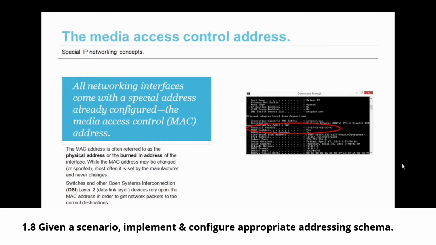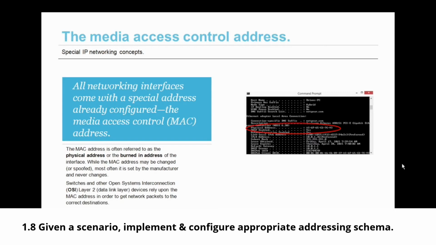All networking interfaces come with their own special address already configured. That would be the Media Access Control address, the MAC address. The MAC address is often referred to as the physical address or the burned-in address of the interface. While MAC addresses may be changed or spoofed, most often it's set by the manufacturer and never actually changes.